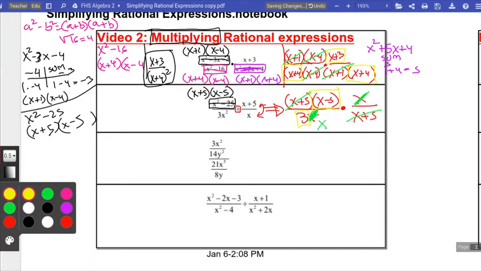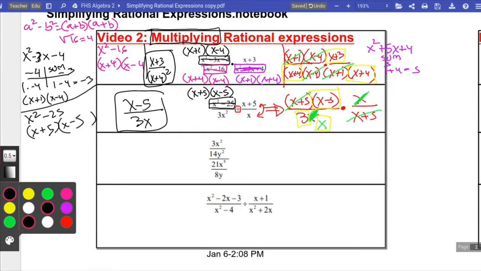All right, so final answer is x minus 5 over, what do I have at the bottom? Hey, I left my poor x over here, dude. I'm sorry, dude. 3x. That's it. All right, moving on to the next one.